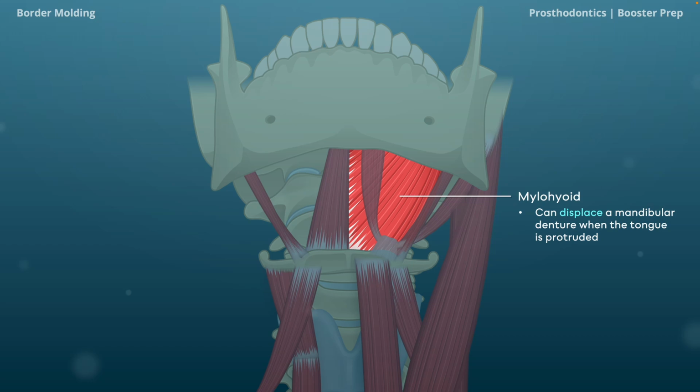This is exactly why during border molding, one of the movements we instruct the patient to do is to lick the sides of their lip or the corners of their mouth, since this movement brings out the tongue and molds the lingual flange to an appropriate length.